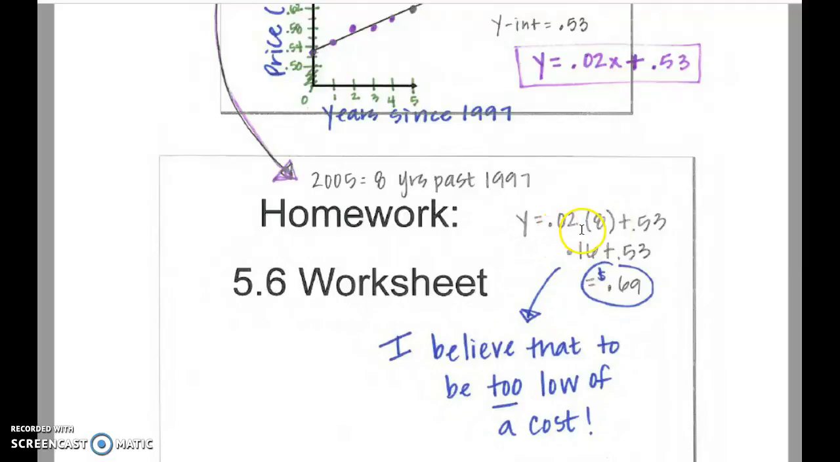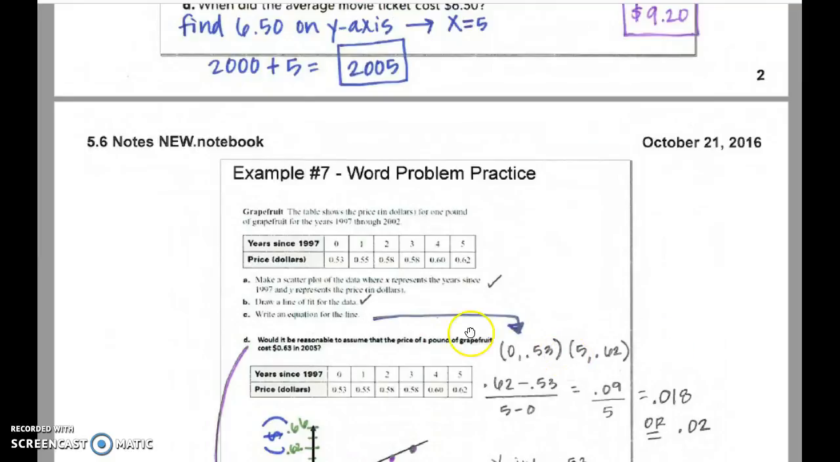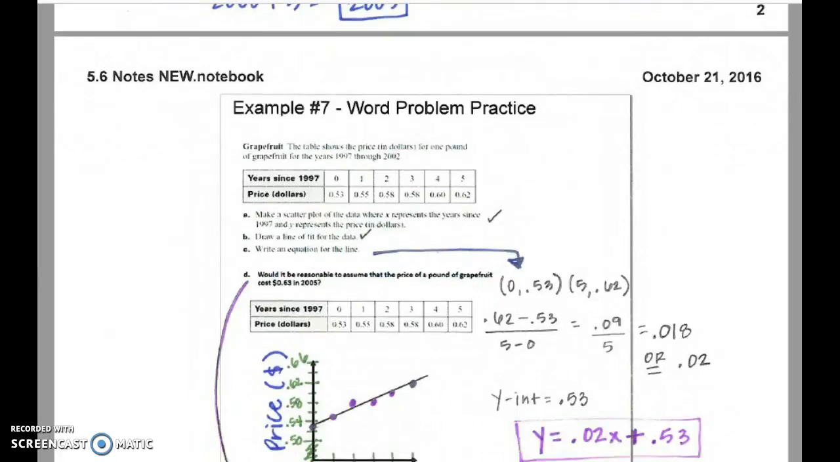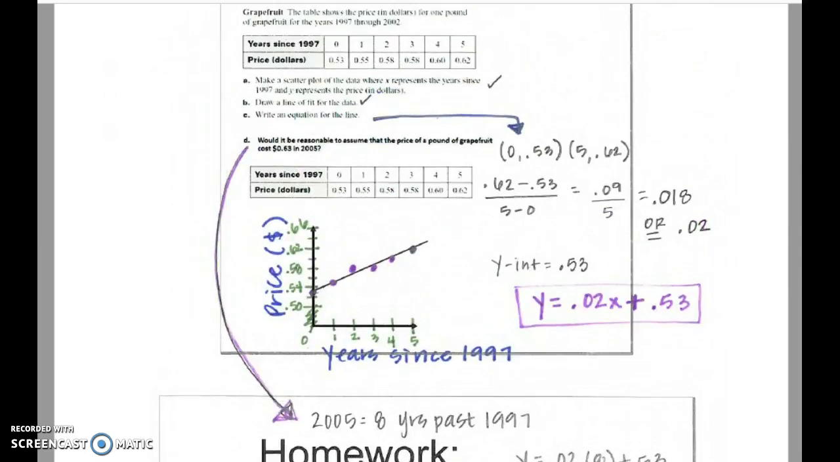y equals 0.02 times 8 plus 0.53. So 16 cents plus 53 cents is 69 cents. That is higher than what they had predicted up here for a pound of grapefruit. 63 cents is a lot lower than 69 cents. So I said, no, I do not believe it to be reasonable.